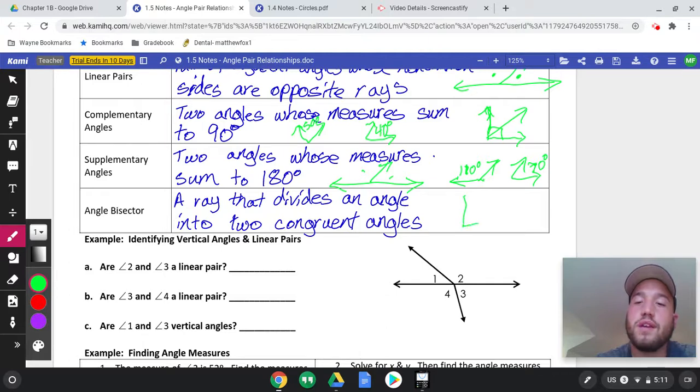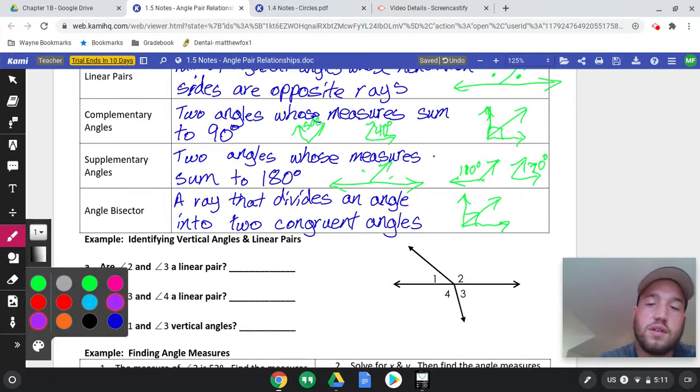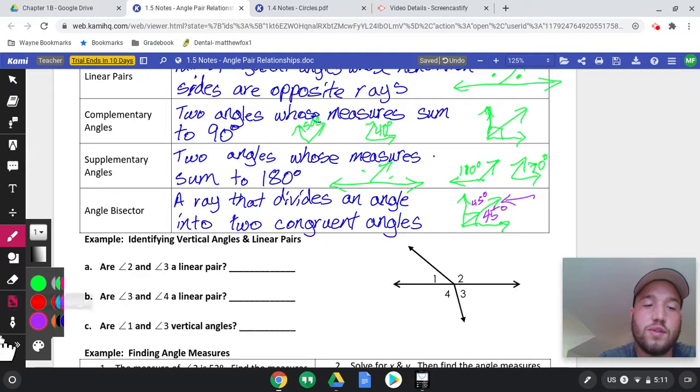So if we had a right angle here, it doesn't have to be right, but if it was cut, this is the bisector. Let me draw it. Right there, that's the bisector. It cuts it now, and we have 45 on one side, 45 on the other. So the bisector cuts it into two equal parts.